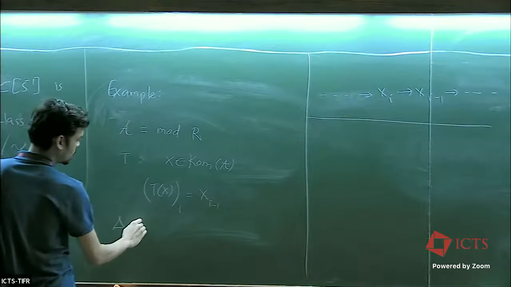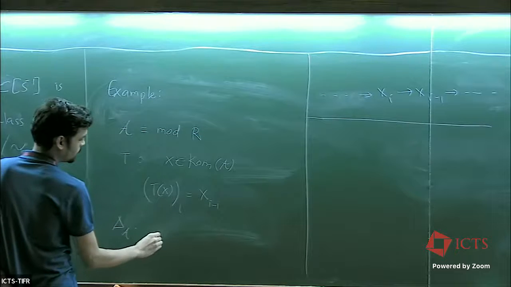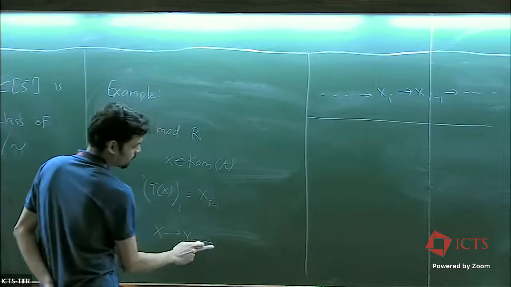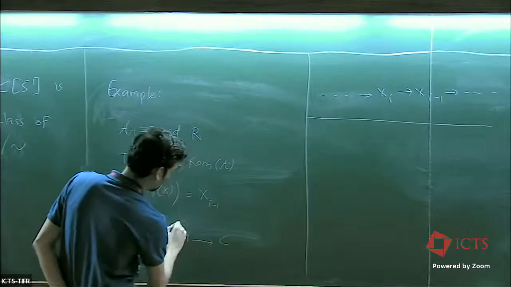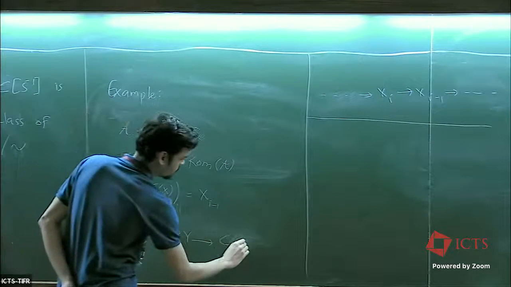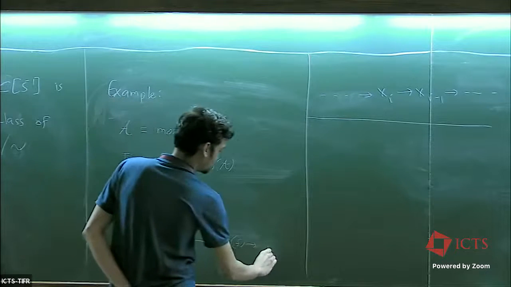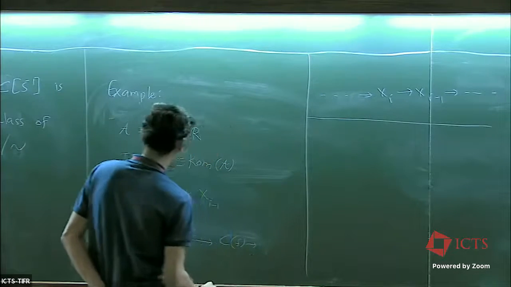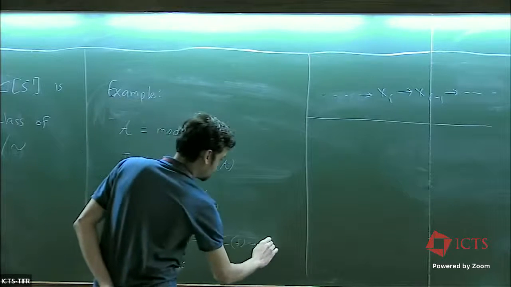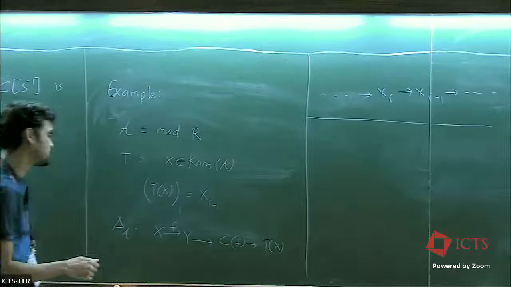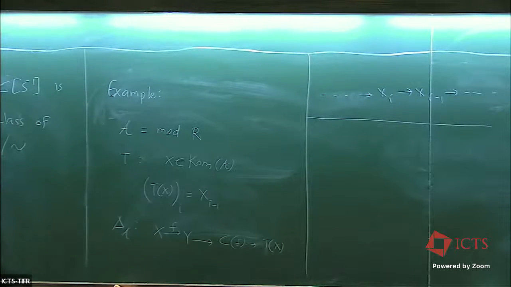So this is the translation functor, and the distinguished triangles in this category are precisely those that have the form X to Y, with this third object taken to be the cone of this map, to T of X. So these are the distinguished triangles.